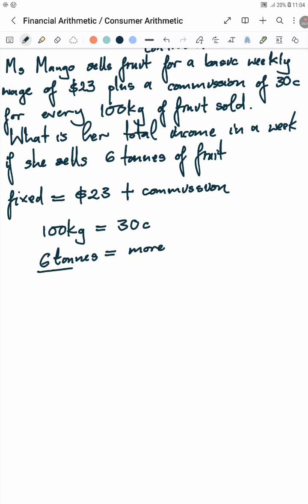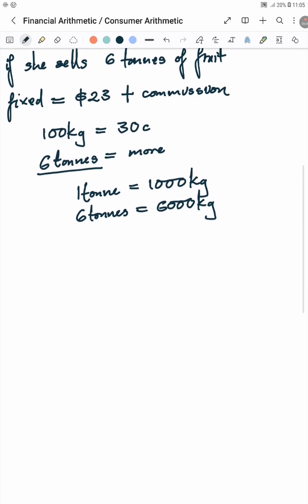And what is 6 tons in kilograms? Because 1 ton is equal to 1,000 kilograms. So 6 tons will be equal to 6,000 kilograms. So if you want to change this into an equation, we are saying 100 kilograms is equal to 30 cents. What about 6,000? 6,000 kilograms we can say is equal to X.